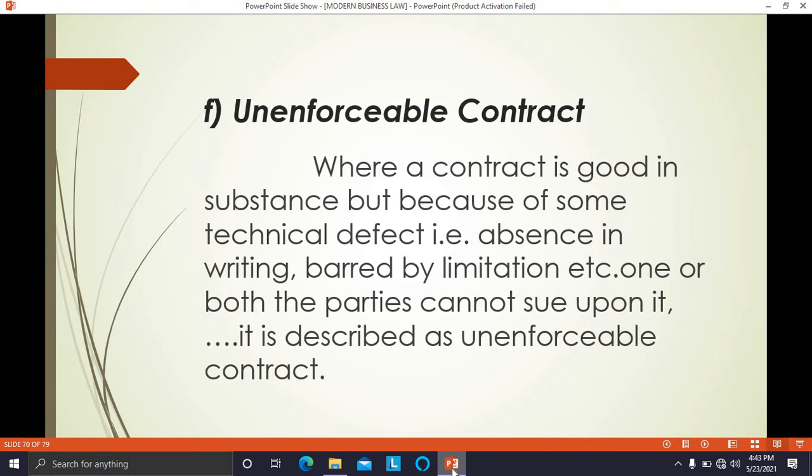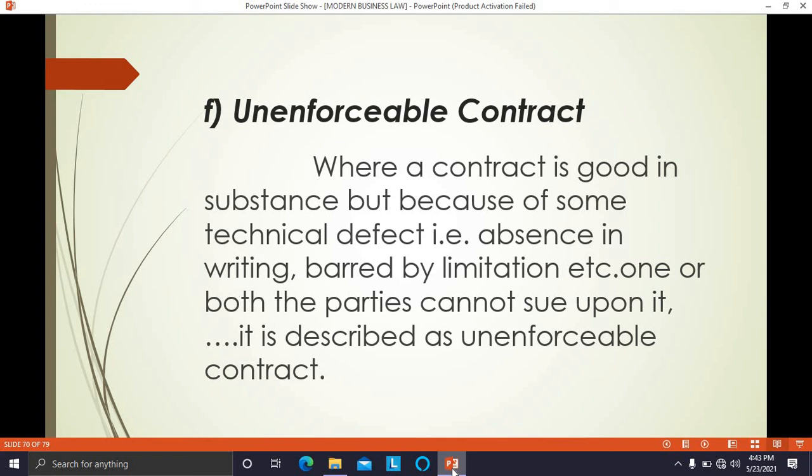Say for example, we have seen that there are certain legal formalities which need to be followed under different laws and acts, and those formalities, those technicalities have not been followed, and due to the technical defect, the contract becomes unenforceable. We have seen that legal formalities mean some contracts need to be in writing and need to be registered. If those formalities are not followed, those contracts will be unenforceable contracts. That is absence of writing, barred by limitation. One or both the parties cannot sue upon it.